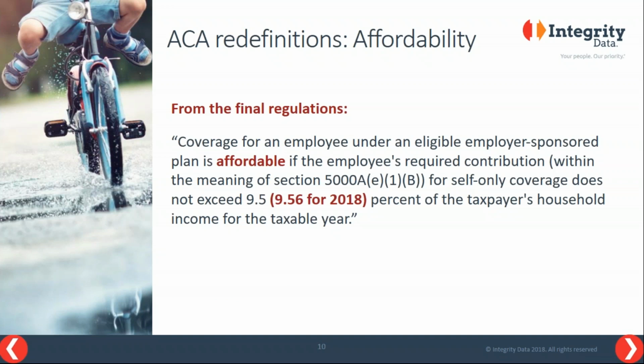That brings us to the concept of affordability as defined by the ACA. This is the exact wording from the final regulation issued by the IRS on February 12, 2014. Coverage for an employee under an eligible employer-sponsored plan is affordable if the employee's required contribution for self-only coverage does not exceed 9.5%, which has now been increased to 9.56% for 2018, of the taxpayer's household income for the taxable year.